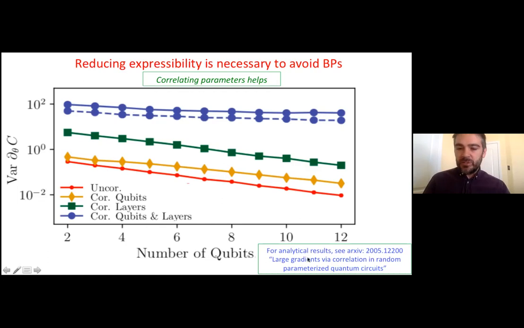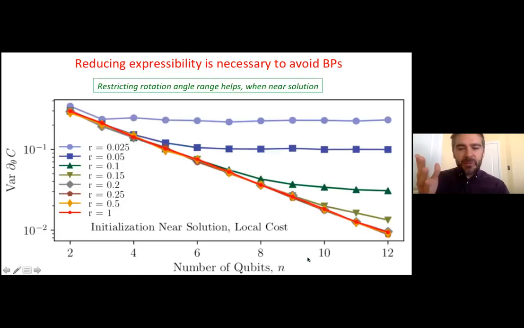And we also have some analytical results about that in this other paper. And then finally, we considered one other case of reducing expressivity, and that's by restricting rotation angles of your gates. If you restrict the range of parameter values for each parameter, then you can also increase gradient size. But this strategy only works if you initialize near the solution. If you initialize far from the solution, then you're stuck on the Barren plateau. But if you initialize close to the solution and you also restrict the rotation angle range, then you can also get large gradient sizes.